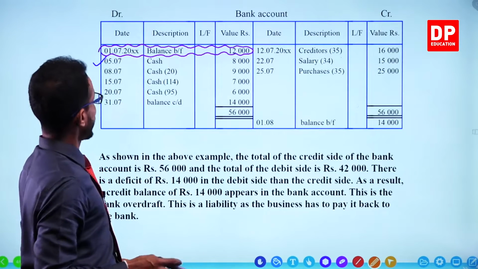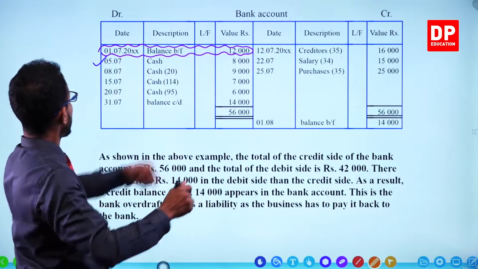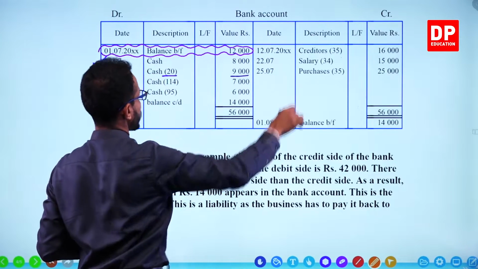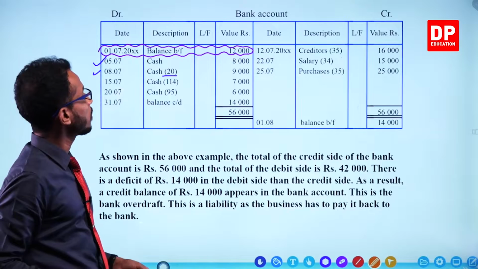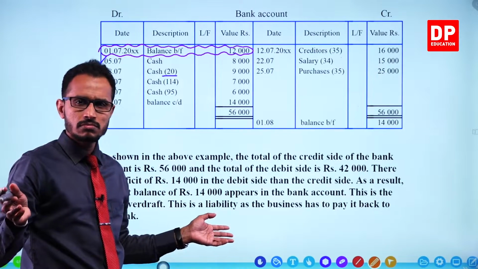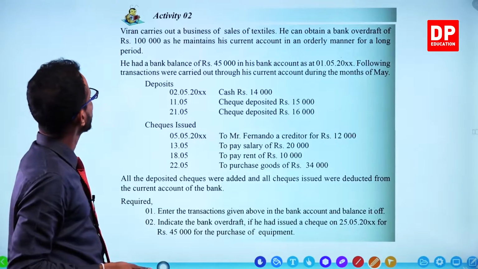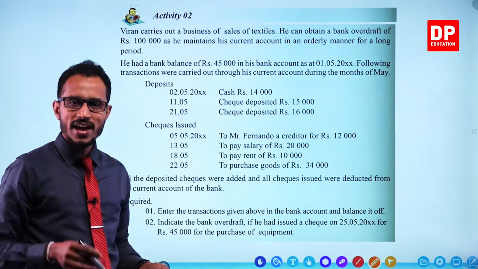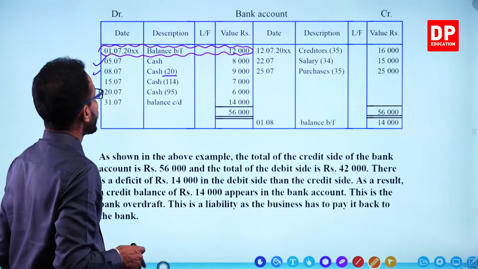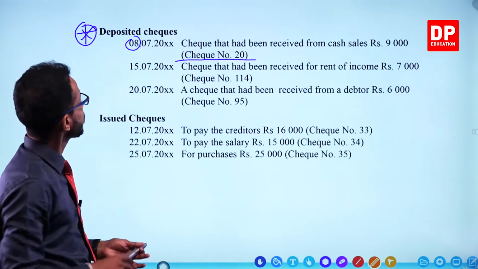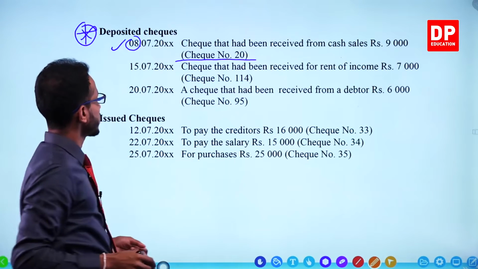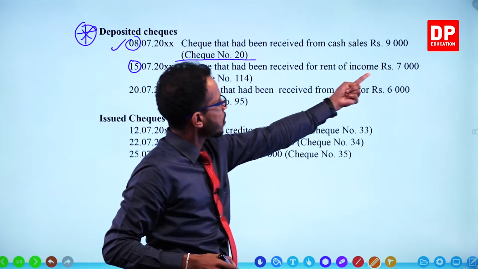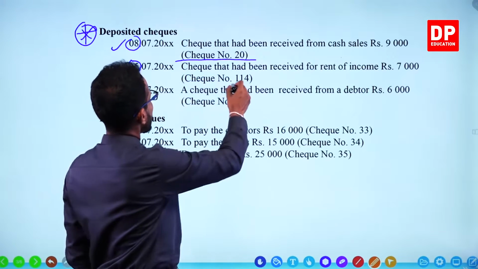Check the bank account debit side. It's here. 8th, check number 20, 9,000. All right. A sales account is not shown because we are just checking the bank account only here. That one is done, completed.